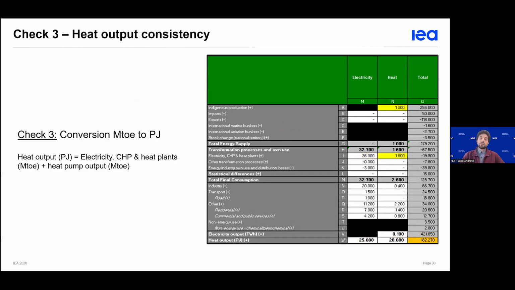And then the next one is for heat output consistency. So it's the same as the electricity output one, except it checks that the heat reporting for heat sold matches in the two places that it was reported in the main balance. And while it does that, it also checks to see that the heat pump reporting in the main balance was done correctly as well, if that was projected.